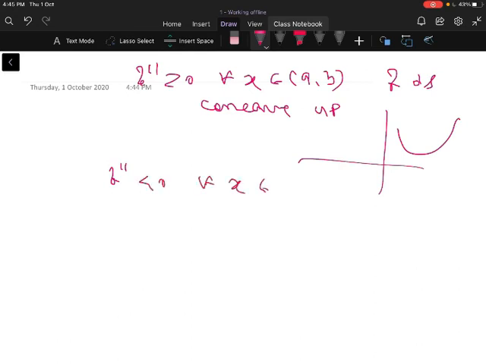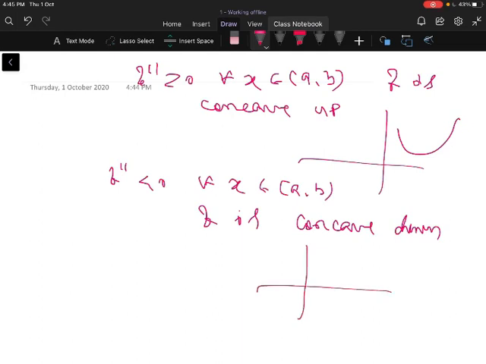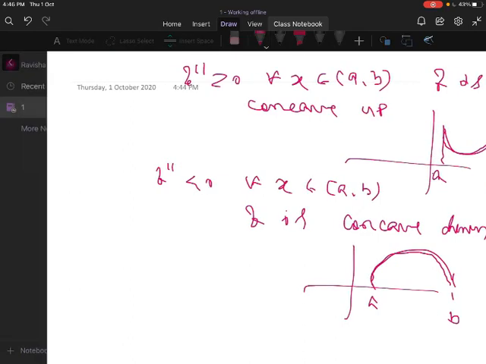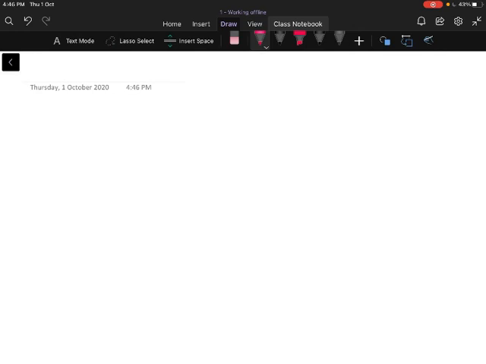Suppose if f double dash of x is negative for all x belongs to the open interval AB, then f is concave down. For example, the curve like this. So in this case, in interval AB, you can observe that f double dash is always negative. For the first example, f double dash of x is always positive for the open interval AB. So this is the concept of concavity.